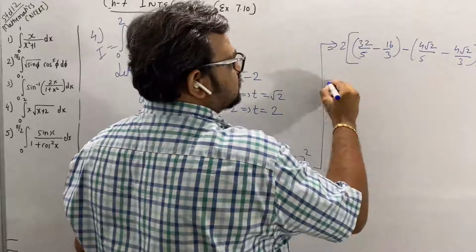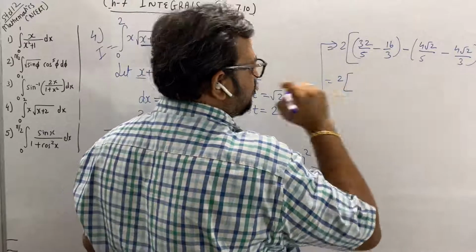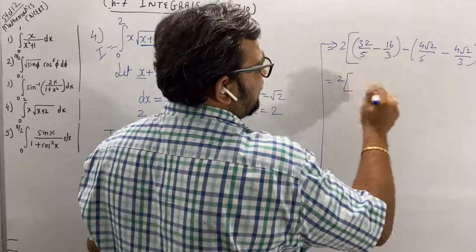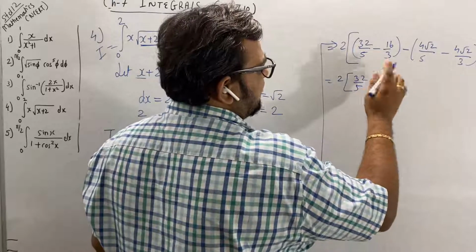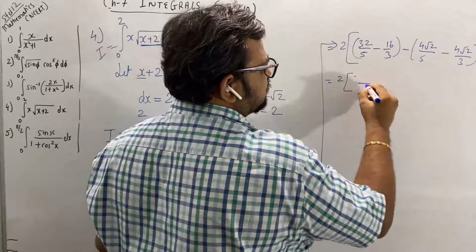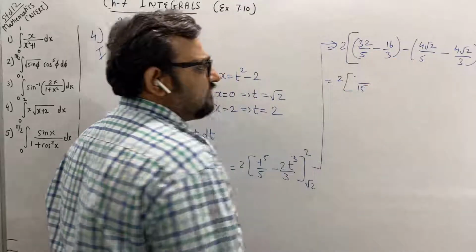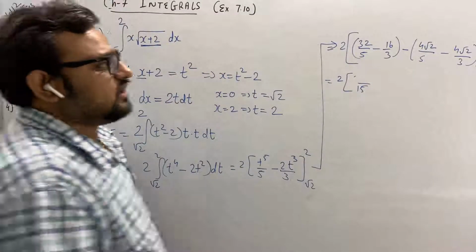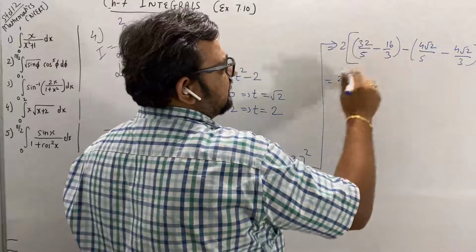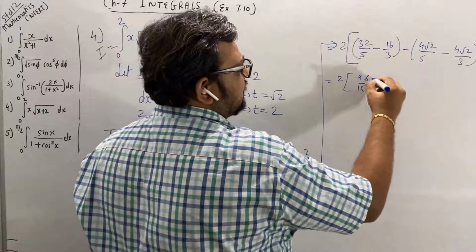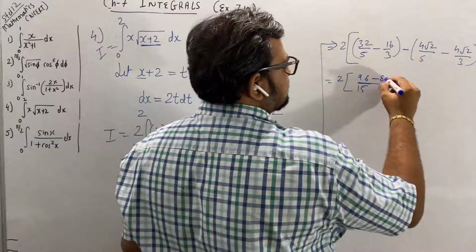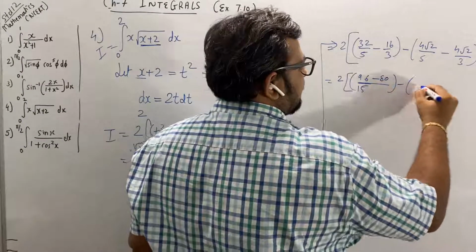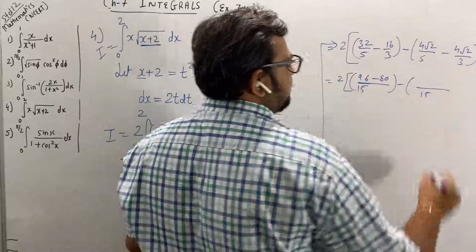Clear? So this will be equal to 2. Let's take 32 by 5 minus 16 by 3. So this will be 15. Okay. 32 into 3, that is 96, minus 16 into 5, that is 80. Here it will be again 15.